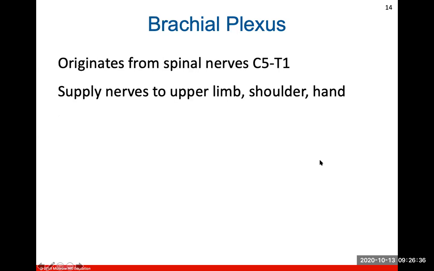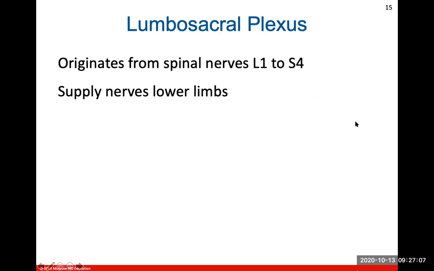The brachial plexus originates from the spinal nerves C5 to T1, and this will supply nerves to the upper limb, shoulder, and hand. So if there's ever damage to the spinal cord and it occurs below the T1 segment, the person will still have working ability of their upper limb. If there's damage to the spinal cord above C5 or somewhere within this brachial plexus range, that person could lose function to their upper limb.